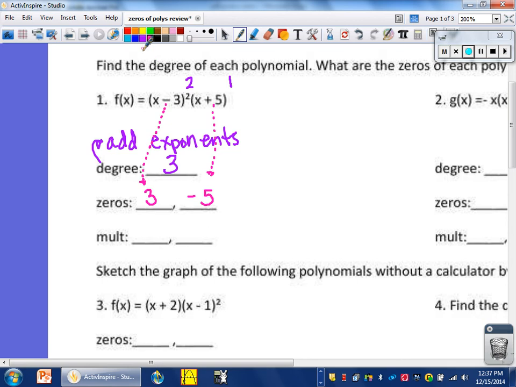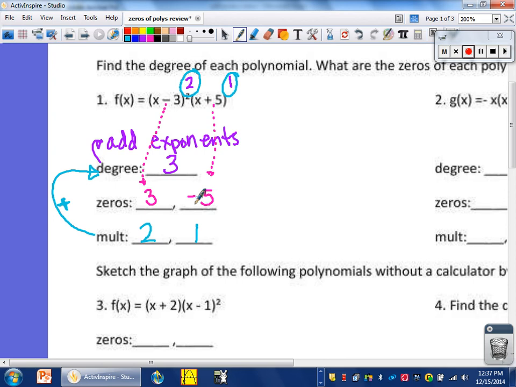And then your multiplicity is talking about how many multiples of each zero there are, and that of course comes from your powers. So x minus 3 is raised to the second power, so it has a multiplicity of 2. And x plus 5 is raised to the first power, so it has a multiplicity of 1. So your multiplicities should always add up to be the same as your degree. So 2 plus 1, thank goodness, equals 3. So we have all of our zeros possible.